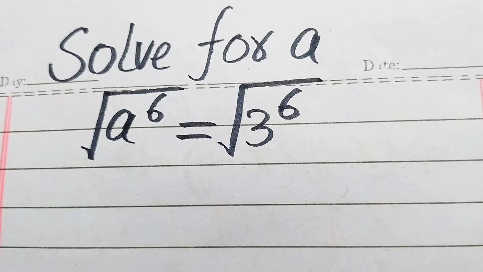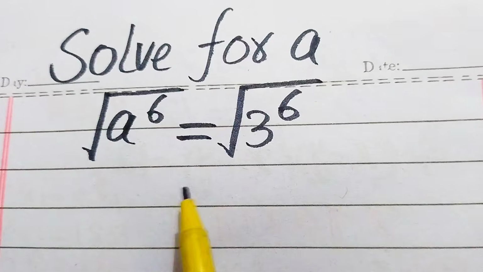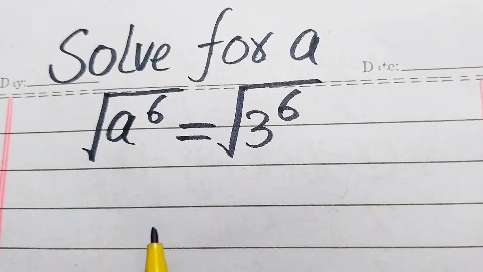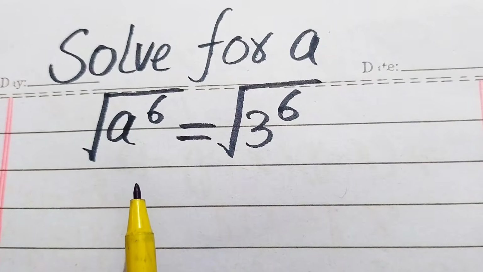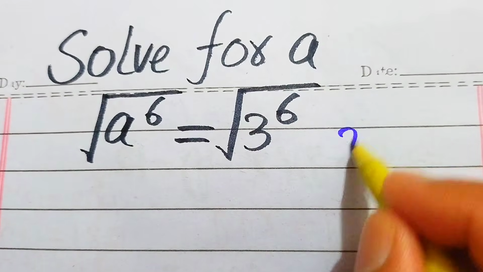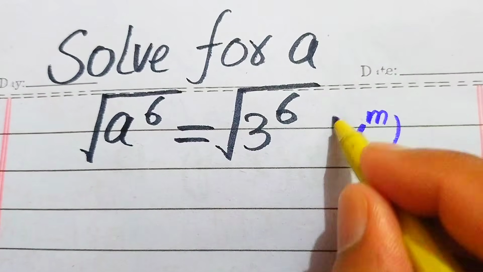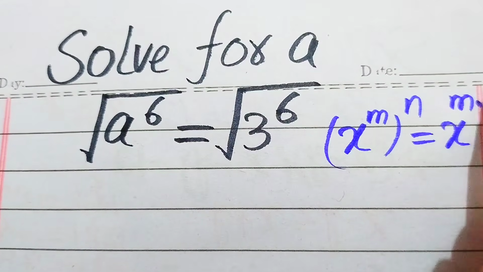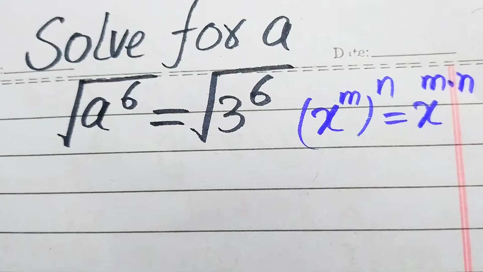Here we have a nice radical equation. So here we find all the roots of this equation. First we need to remove this square root sign, and here we use the nice exponential rule. You know about that. If we have x to the power of m to the power of n, this equals x to the power of m multiplied by n.